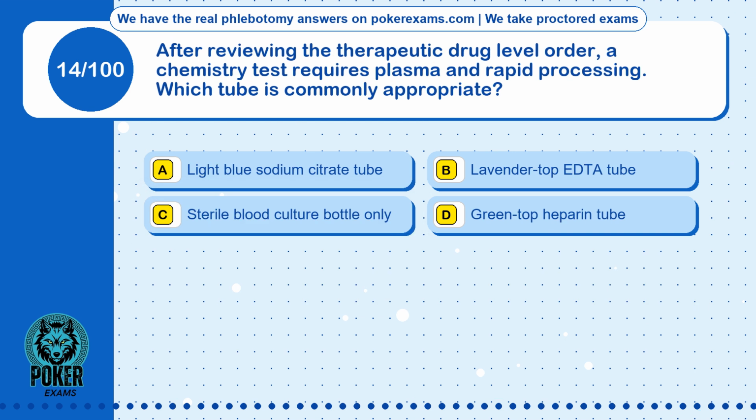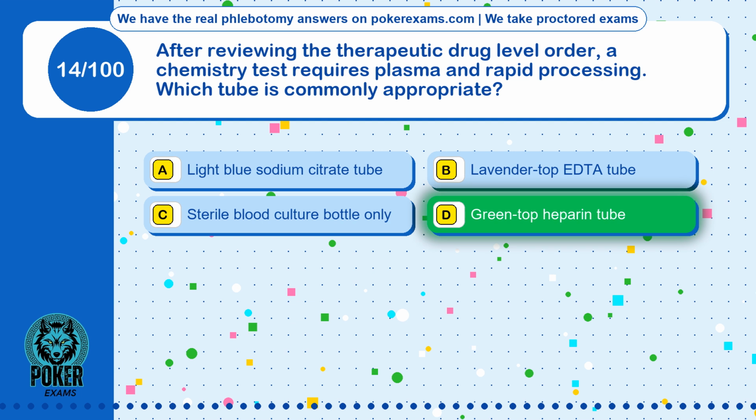Question 14. After reviewing the therapeutic drug level order, a chemistry test requires plasma and rapid processing. Which tube is commonly appropriate? Option A, light blue sodium citrate tube. Option B, lavender top EDTA tube. Option C, sterile blood culture bottle only. Option D, green top heparin tube. The correct answer is option D.